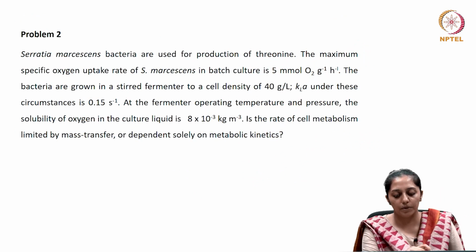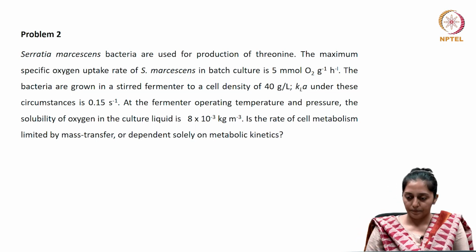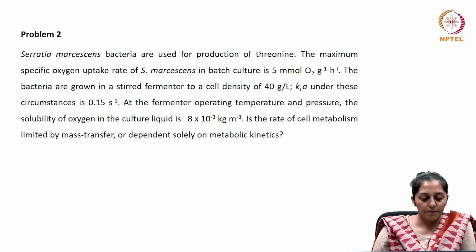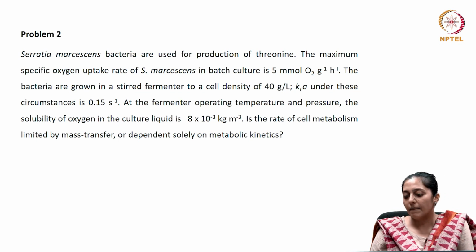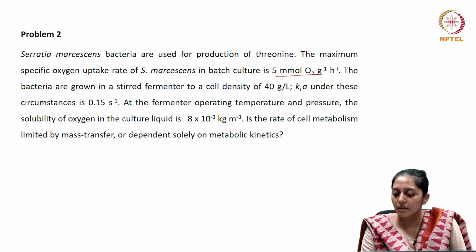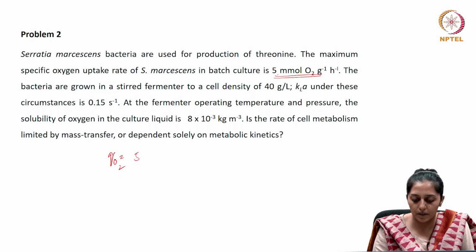Let us see problem 2. Now, Serratia marcescens bacteria are used for production of threonine. The maximum specific oxygen uptake rate of the bacteria in batch culture is given to us. So, this is nothing but our QO2, the specific oxygen demand of the culture.